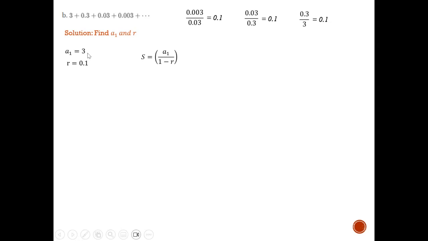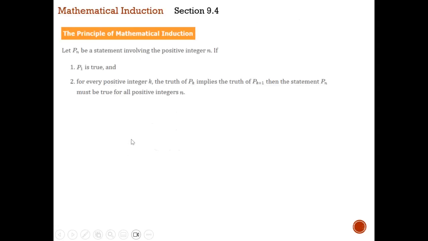Let's plug into the formula. I know my A1 is 3 and my ratio is 0.1. Let's plug them in, use the calculator, and we get 10 over 3, or 3.33. Okay, now guys, I believe this is it for 9.3.